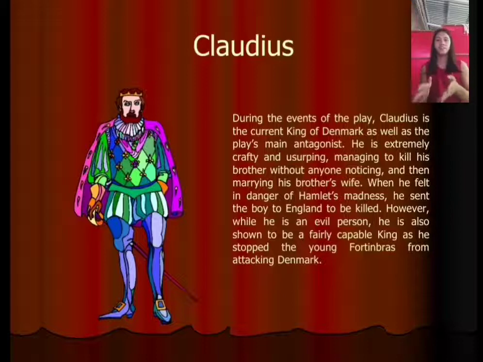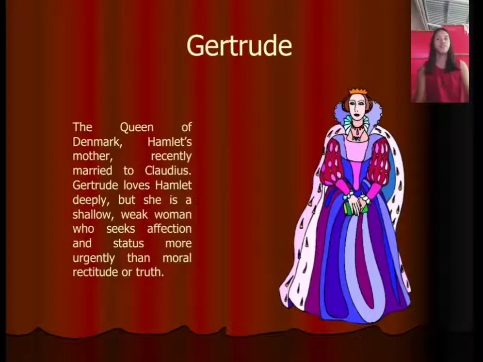However, while he is evil, he's also shown to be a fairly capable king, as seen when he stopped the young Fortinbras from attacking Denmark. Next is Gertrude. So she is the queen of Denmark and Hamlet's mother, and she is also recently married to Claudius. She loves Hamlet deeply, but she is a weak woman who seeks affection and status more urgently than moral rectitude.